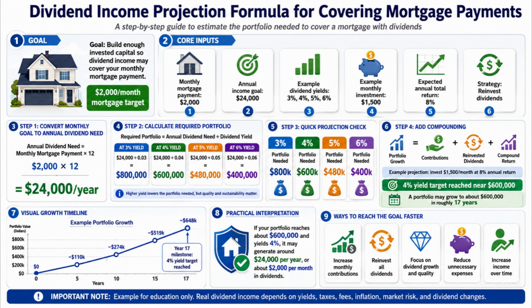Moreover, there are several ways to reach the goal faster. Increasing monthly contributions can speed up portfolio growth. Reinvesting all dividends can strengthen compounding. Focusing on dividend growth and quality can support long-term income. Reducing unnecessary expenses can make more money available for investing. Also, increasing income over time can help you invest more consistently.